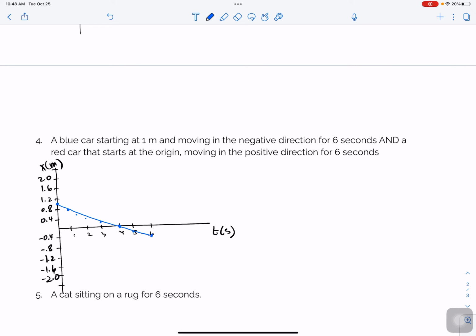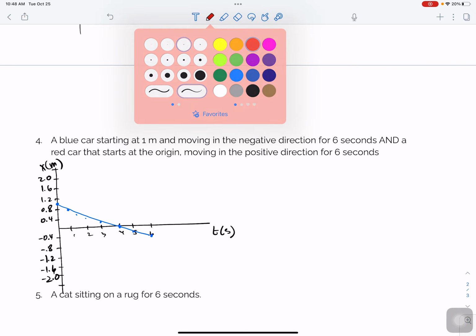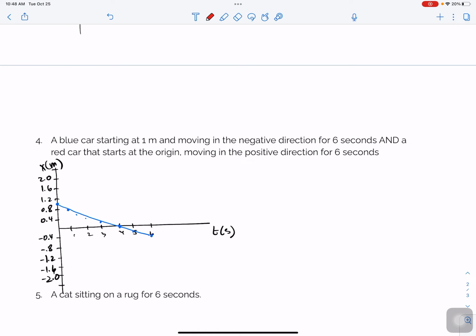And then red car starts at the origin and moves in the positive direction for 6 seconds. So there, there, there, there. So each second it's moving 0.4. So it looks like that.